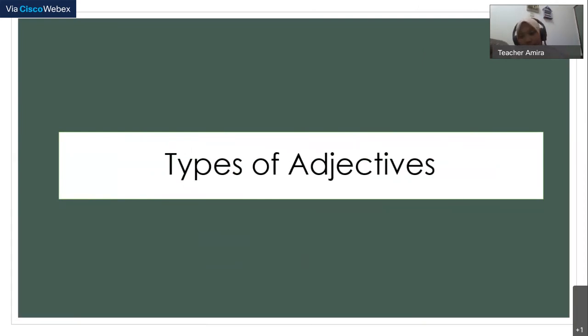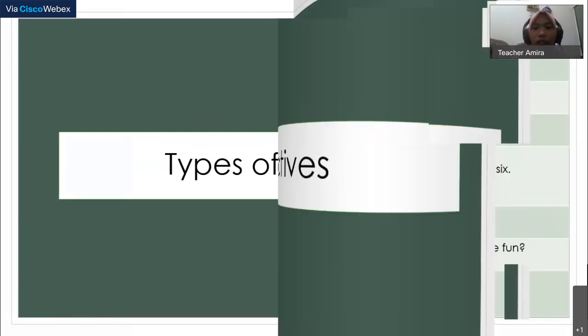Types of adjectives. There are many types of adjectives. The ones that we know is that the words that describe nouns are adjectives. However, we are not really familiar with the types of adjectives, and we don't know what is actually an adjective and what type of adjective it is. Let's take a look.